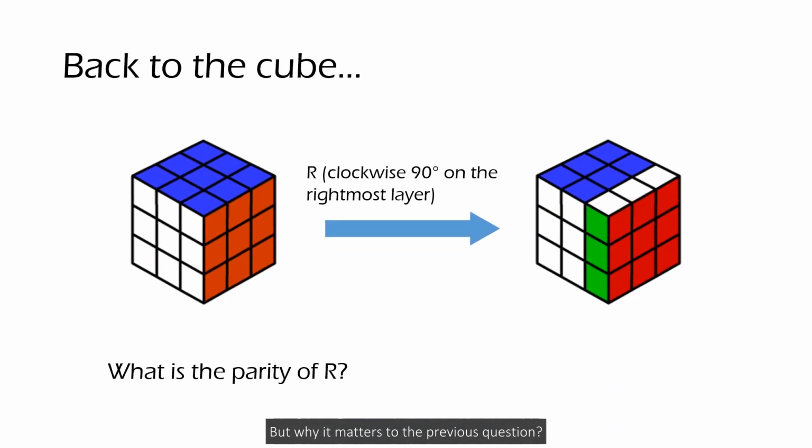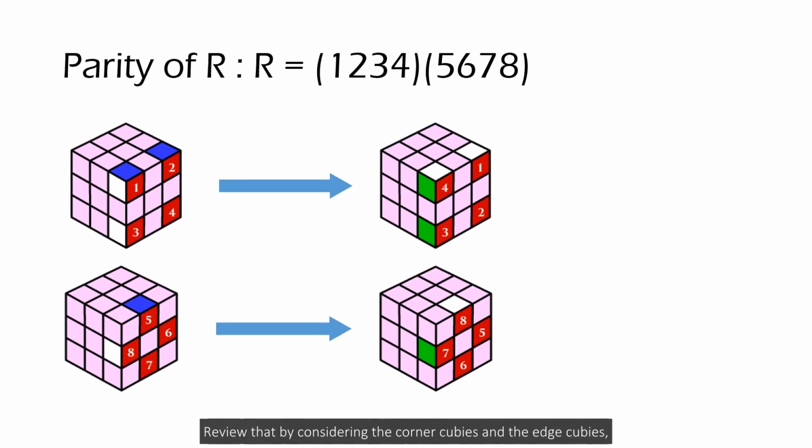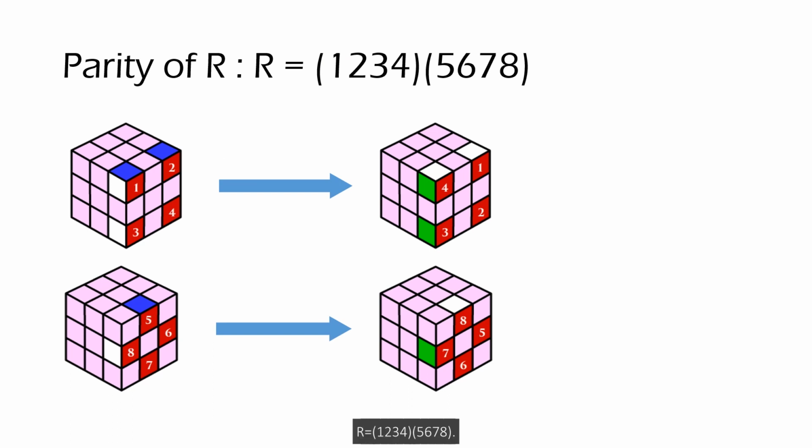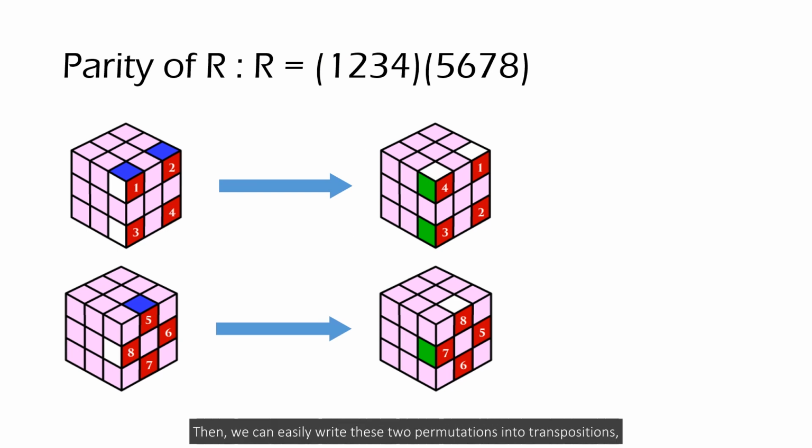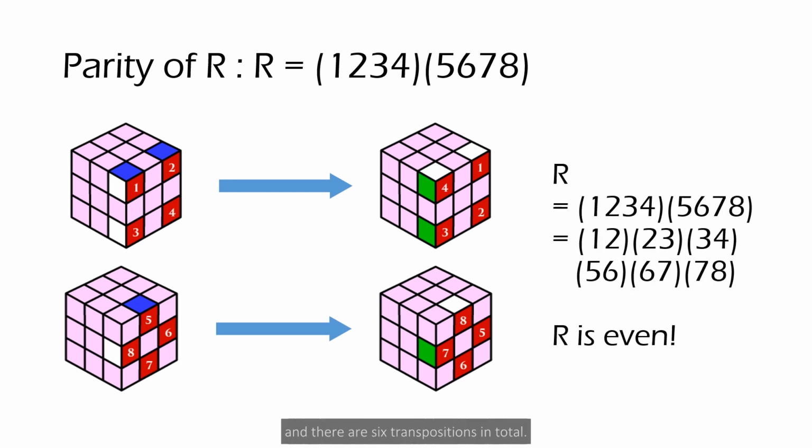But why that matters to the previous question is because we can look at a parity of permutations on a cube. For example, for our old friend R permutation. Do you think R is an even permutation or an odd permutation? What is the parity of R? Review that by considering the corner cubies and edge cubies. R equals to bracket 1, 2, 3, 4, bracket 5, 6, 7, 8. Then we can easily write these two permutations into transpositions, and there are 6 transpositions in total. Hence, R is an even permutation.